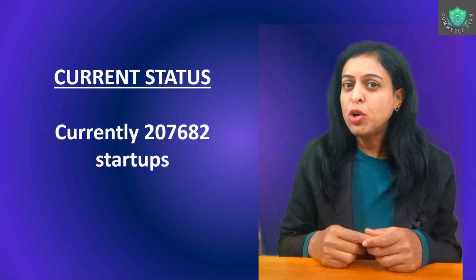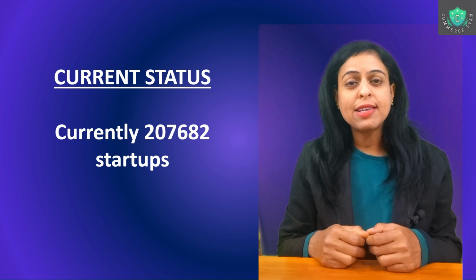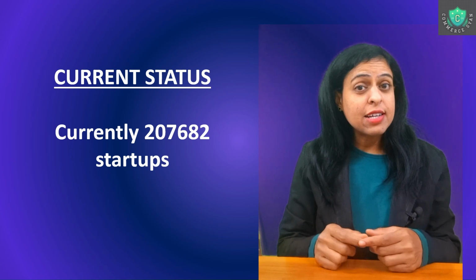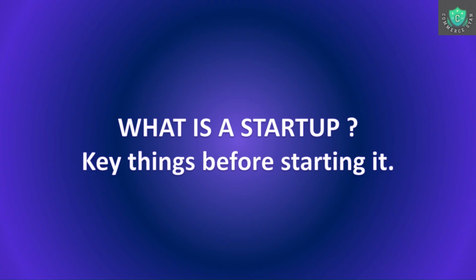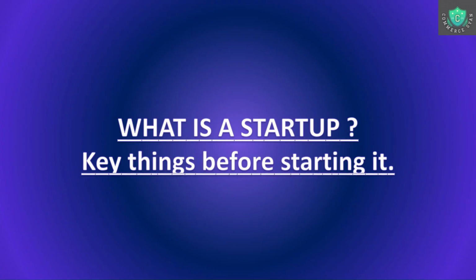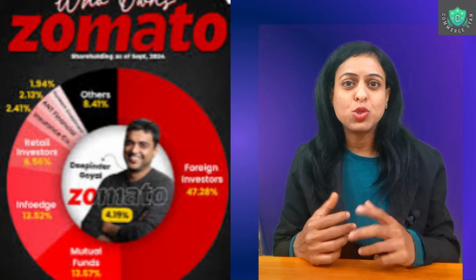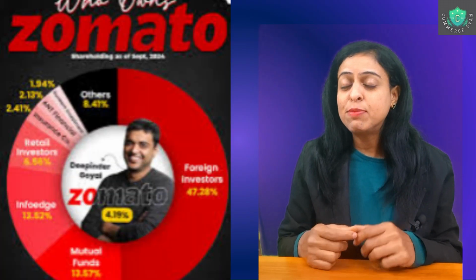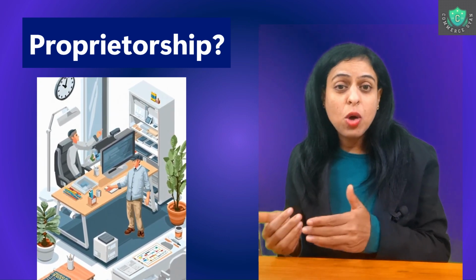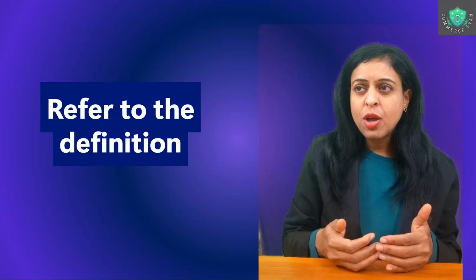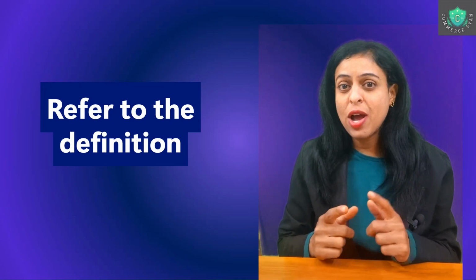Currently, this is the number of startups that we have in India, 2,07,682. The data that we're going to consider in this particular video is taken from government official websites. So first of all, what is a startup and what are the key factors that you need to keep in mind when we are talking about a startup? When we say startup, I'm sure you must have a number of names in mind, like Zomato. Zomato is one of the names which is quite successful as a startup in India in recent time frames. So can I have a proprietorship organization and say, okay, now I've started a business and it comes under the head of startup? Well, you'll have to refer to this particular definition to understand whether yes or no.